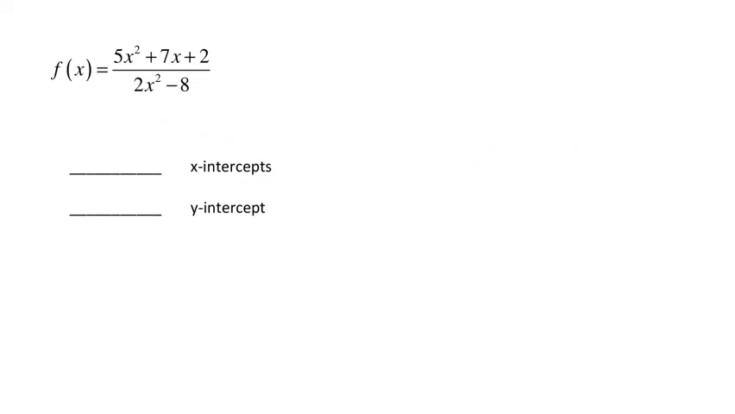To find the x-intercept, we're going to set y equal to 0. And to find the y-intercept, we're going to set x equal to 0. Let's find the x-intercept first. So y, remember, is the same as f of x. So what we're saying is that 5x squared plus 7x plus 2 over 2x squared minus 8, that this is equal to 0.